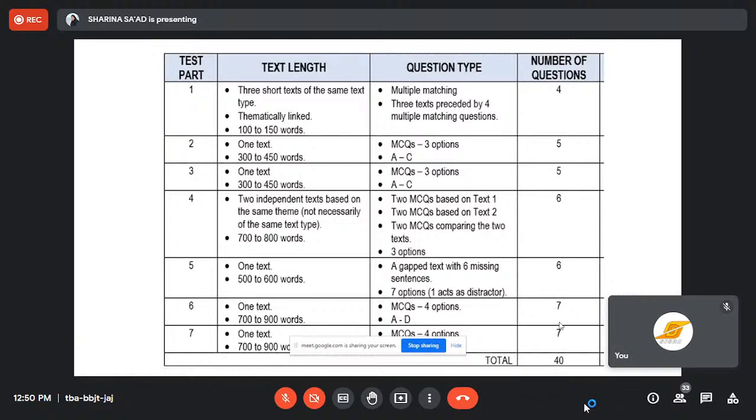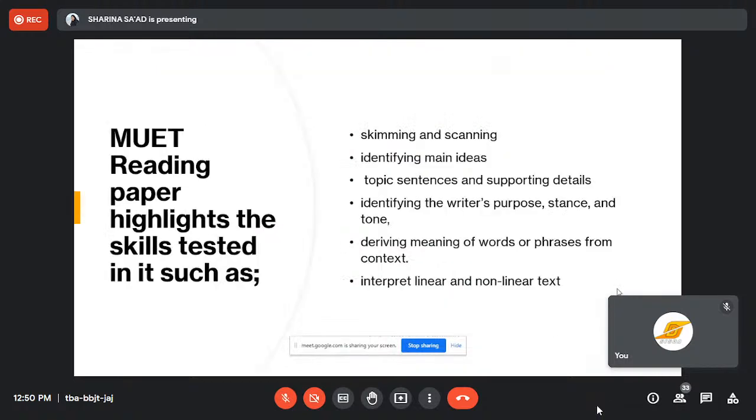So compared to the old one, you have fewer than 5 questions. These are the skills that are required for you to tackle the reading question in MUET. You have to know how to skim and how to scan. You have to know skimming and scanning.